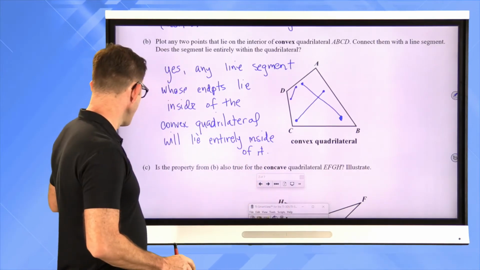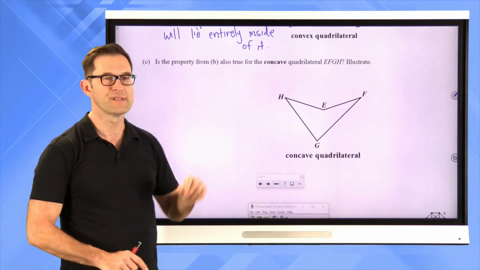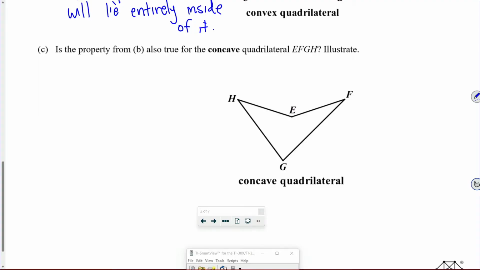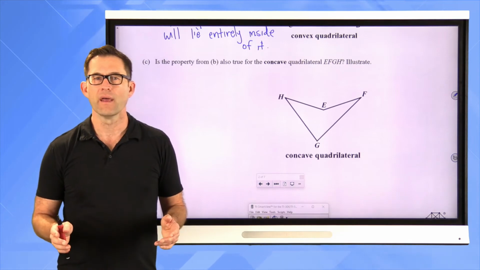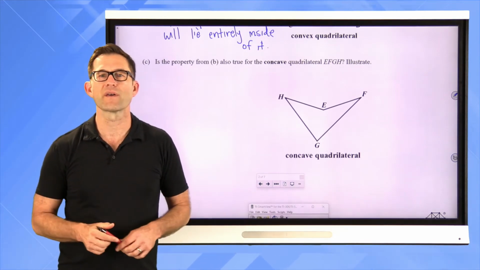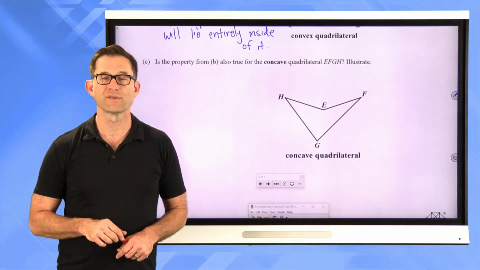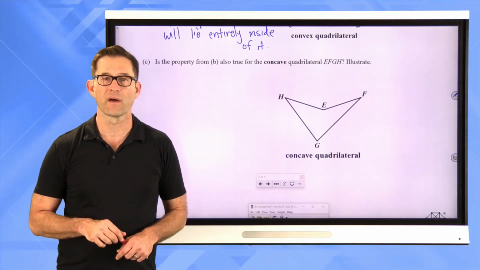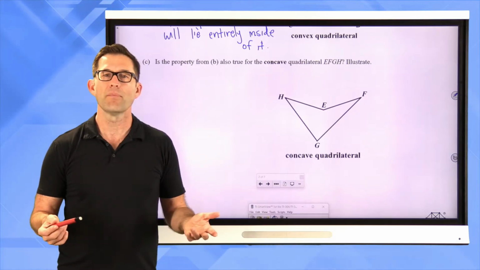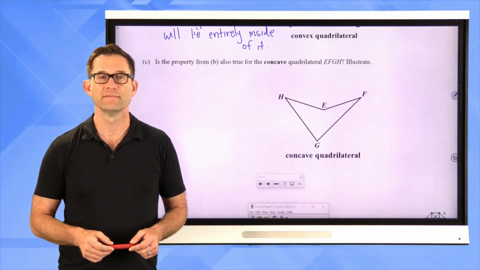On the other hand, letter C, is the property from B also true for the concave quadrilateral EFGH? Illustrate. Well, think about this, right? If I plot any 2 points within the concave quadrilateral, will the line segment connecting those 2 points also entirely lie within the concave quadrilateral? Well, pause the video now and think about that a bit.